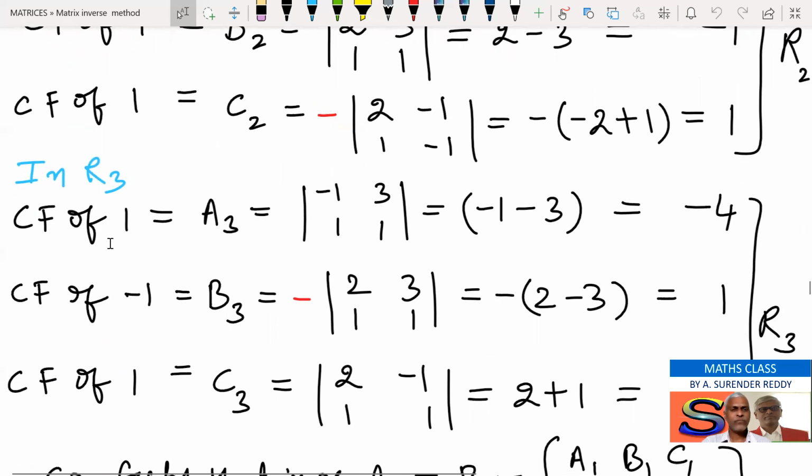Every time, eliminating the row and column in which the element lies and taking the remaining 4 elements and calculating the determinant will give us the cofactor.